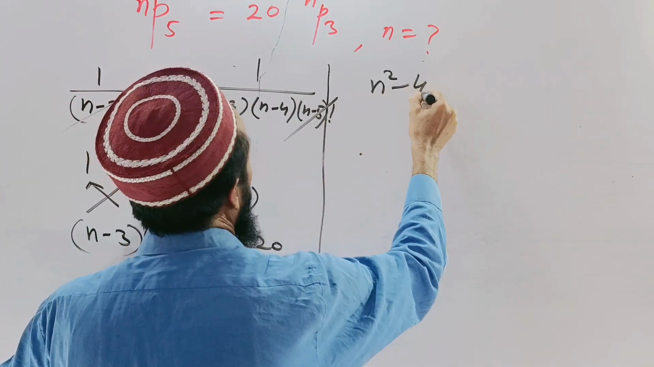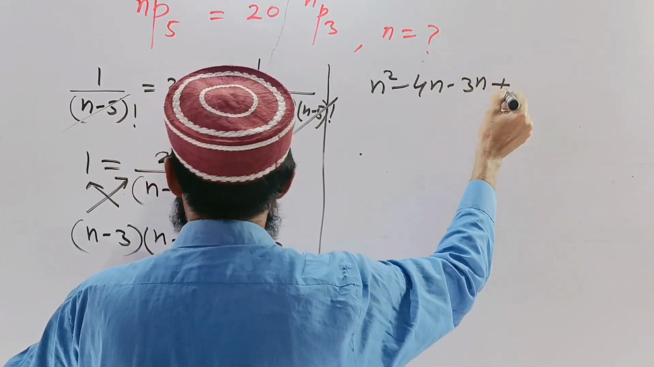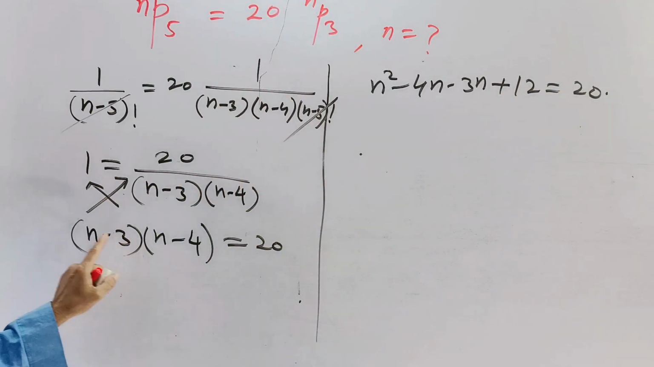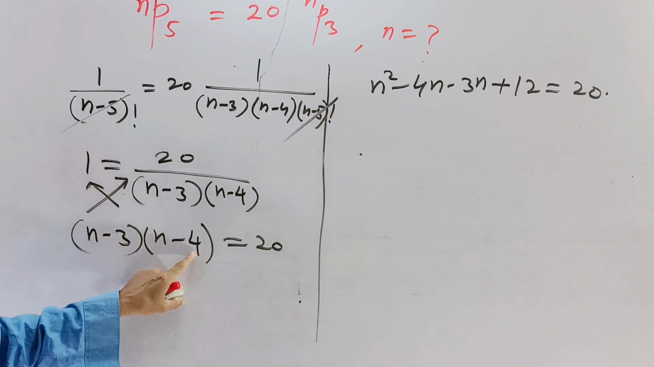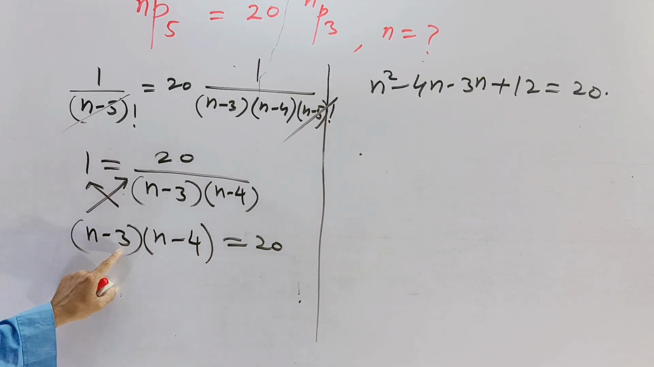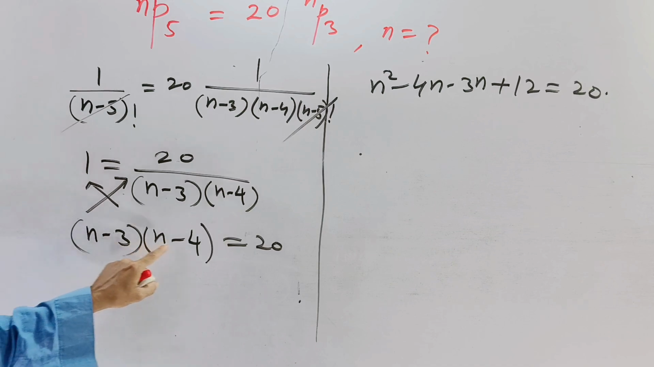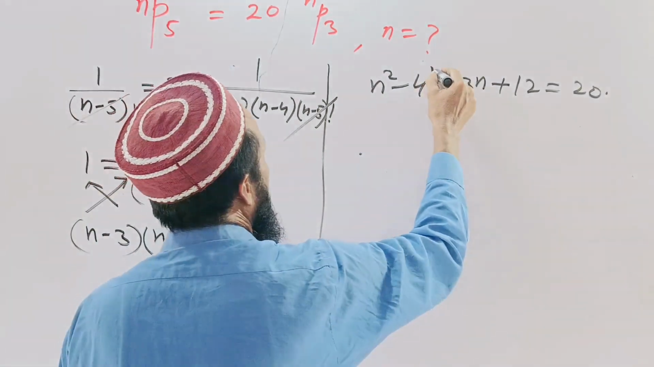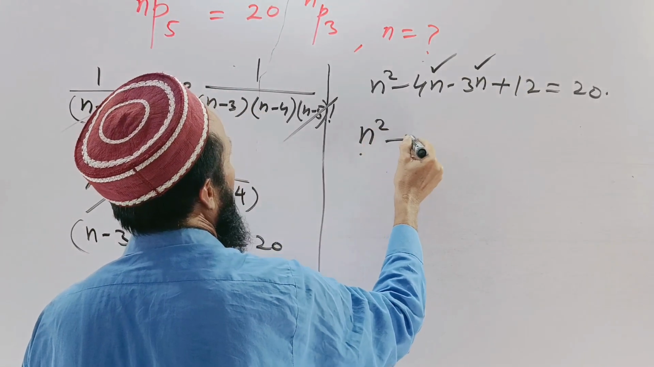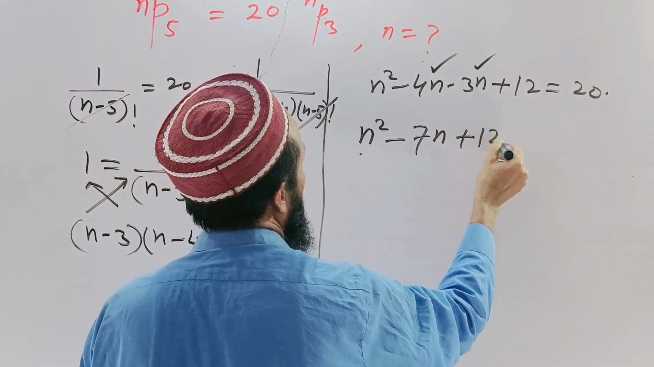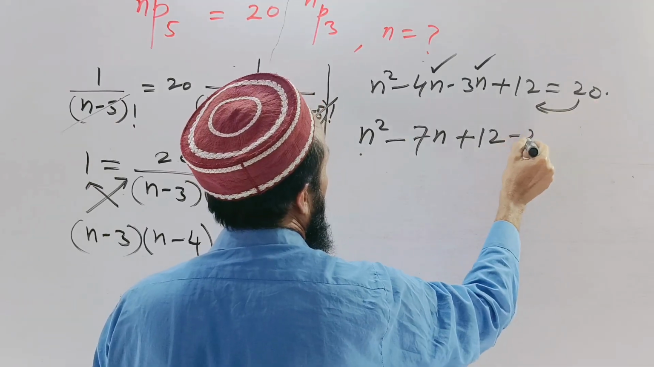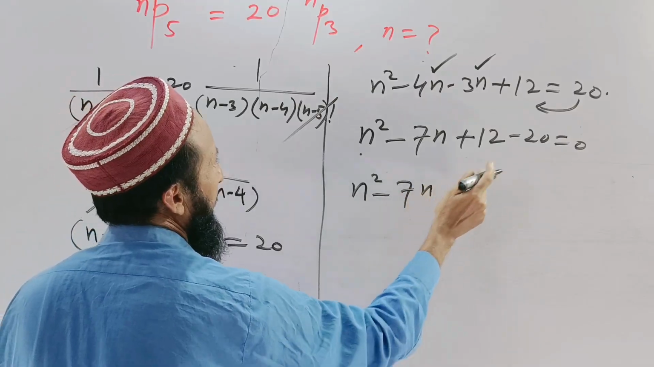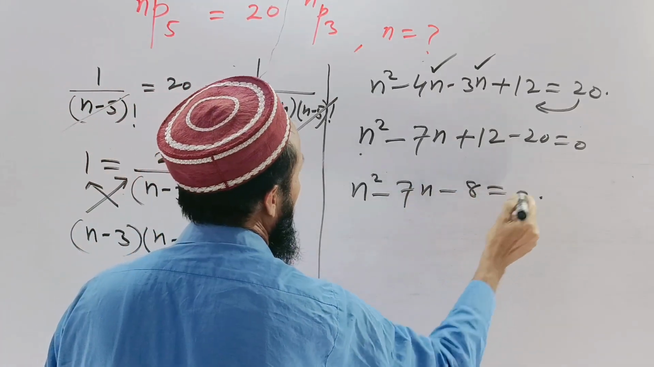Expanding this: n times n is n square, n times minus 4 is minus 4n, minus 3 times n is minus 3n, minus times minus is plus, and 3 times 4 gives 12. So n square minus 4n minus 3n plus 12 is equal to 20. Adding the like terms, we get n square minus 7n plus 12 is equal to 20. Moving 20 to the other side, n square minus 7n minus 8 is equal to 0.